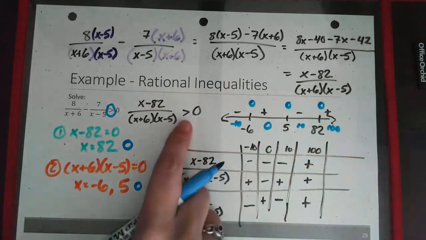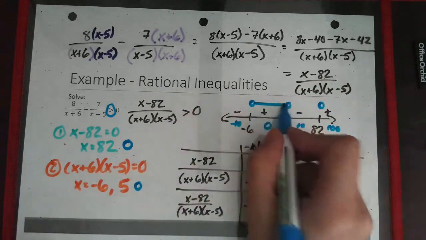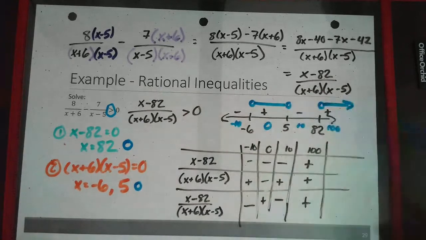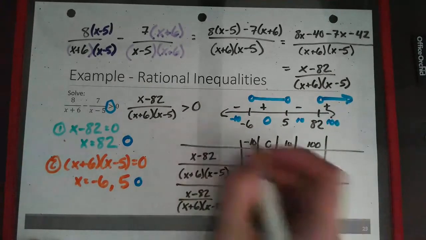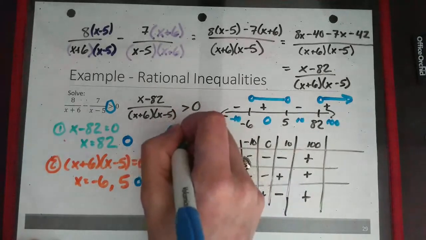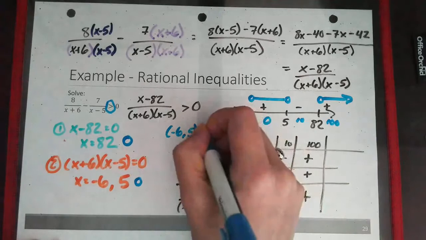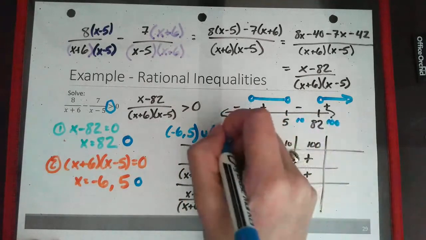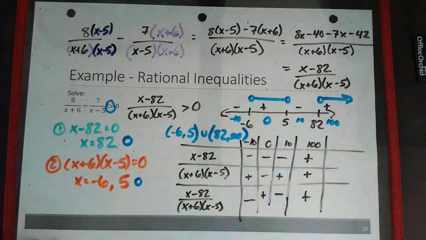And I want the sections of number line that are positive. So that would be this section here and this section to the right forever. So the way I'm going to write that in interval notation will be -6 to +5 in parentheses, union 82 to infinity, also in parentheses.